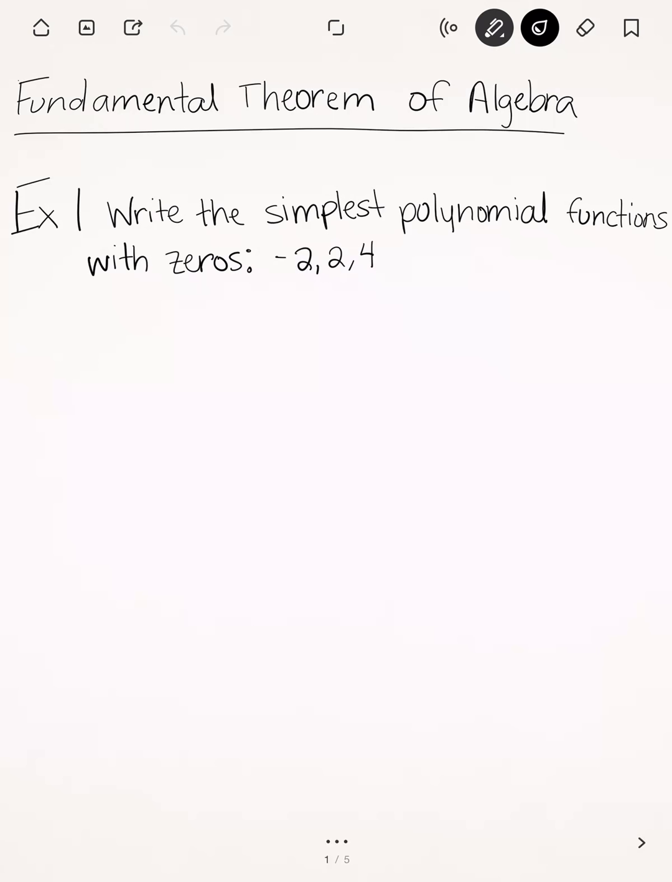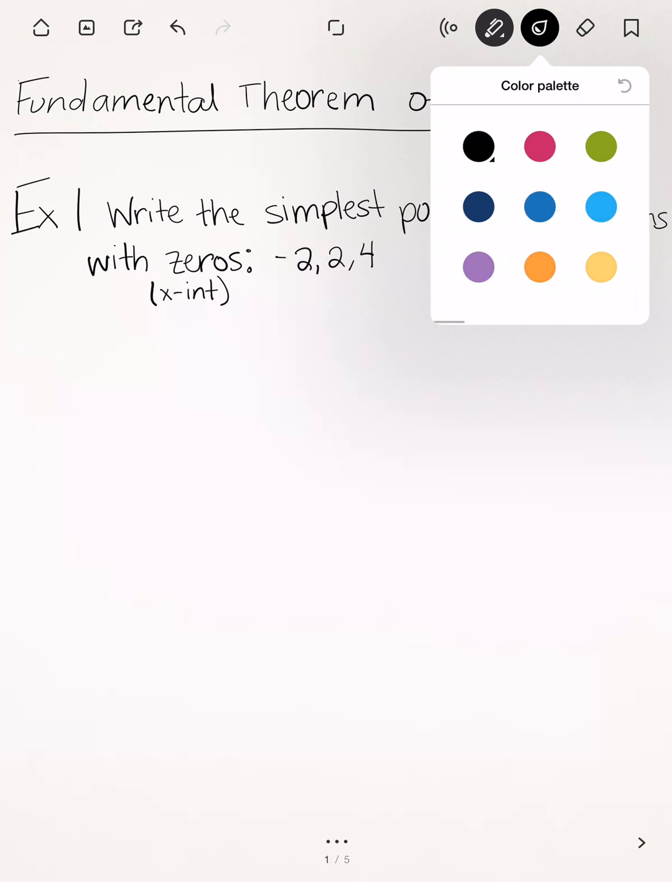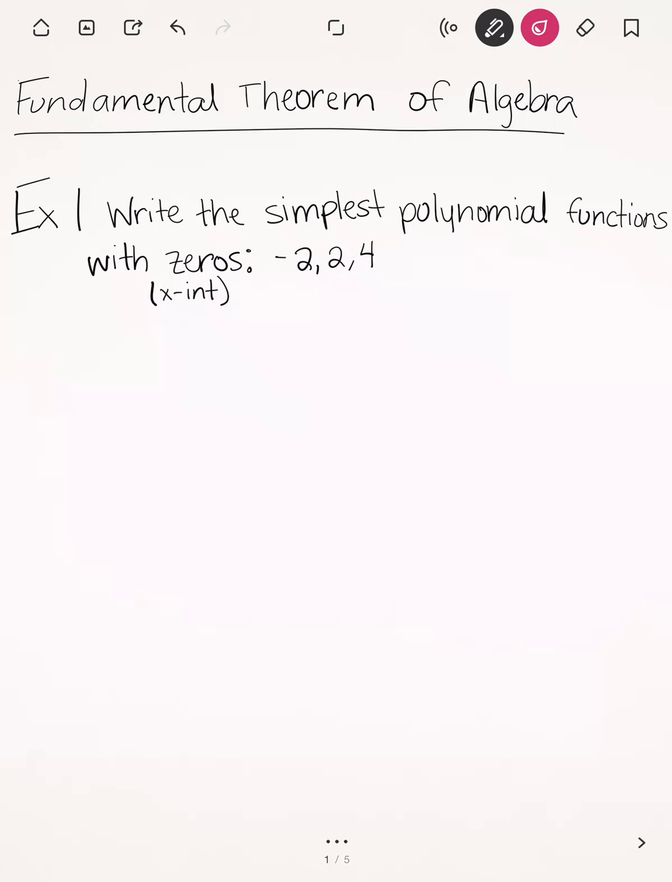We're doing the opposite. Right now, we know that our zeros are -2, 2, and 4. It says write the simplest polynomial function with these zeros. Remember, zeros are also x-intercepts. So if I know my x-intercepts are -2, 2, and 4, I know x equals -2, x equals 2, and x equals 4. I'm going to work backwards.